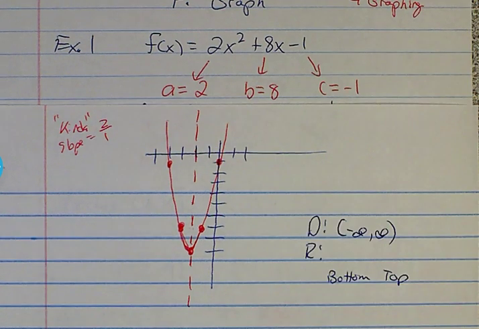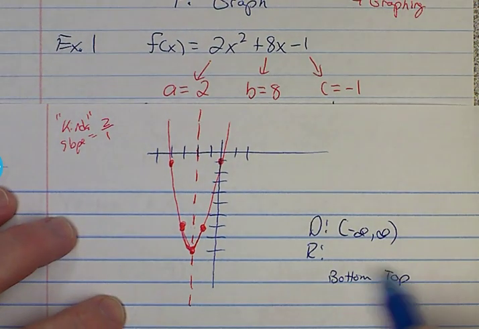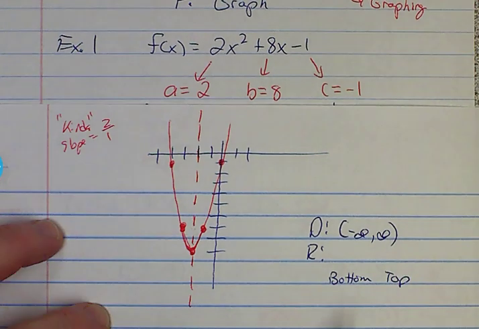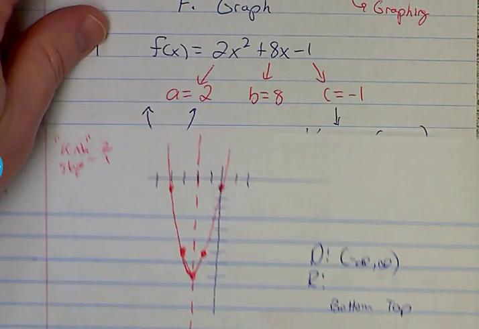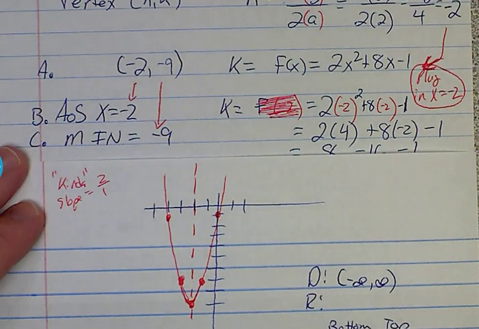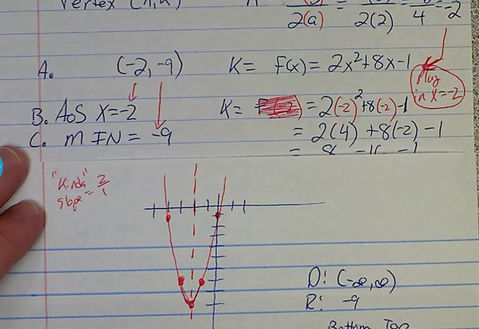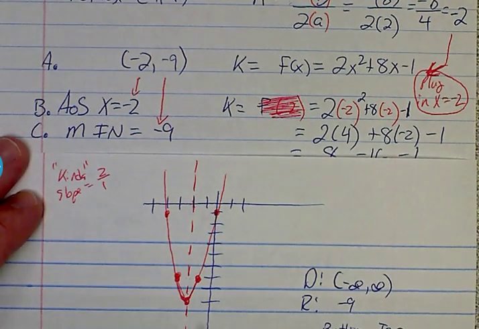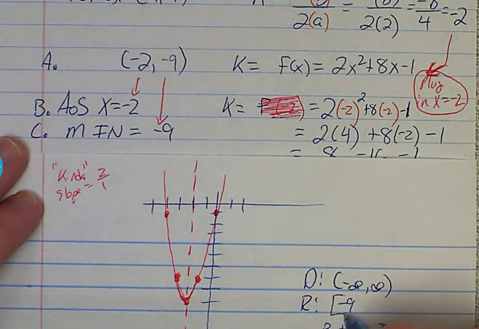Okay, so domain is always negative infinity to infinity. When you do the range, it's the bottom of the graph to the top. And the good thing is that when you have the max or min value that we had back here, if that's the minimum value, that's the bottom. Because that's the bottom of the graph that's here. And again, we're going to box that in.